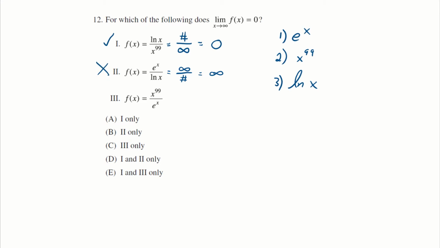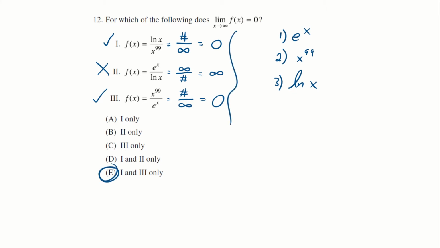On the third one, we're comparing the polynomial with the exponential. And since the exponential grows faster, it's going to reach infinity first. And the polynomial is joining along with its slow friend, the logarithm, and still being a number. And when you divide a number by infinity, you get 0. So 1 and 3 are the only correct answers.